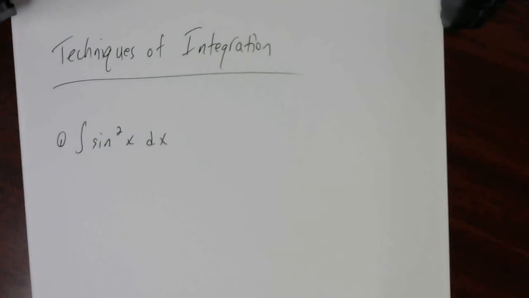If I go into the trig formula sheet, I'm going to go down to these double number identities, and I'm going to use this identity.